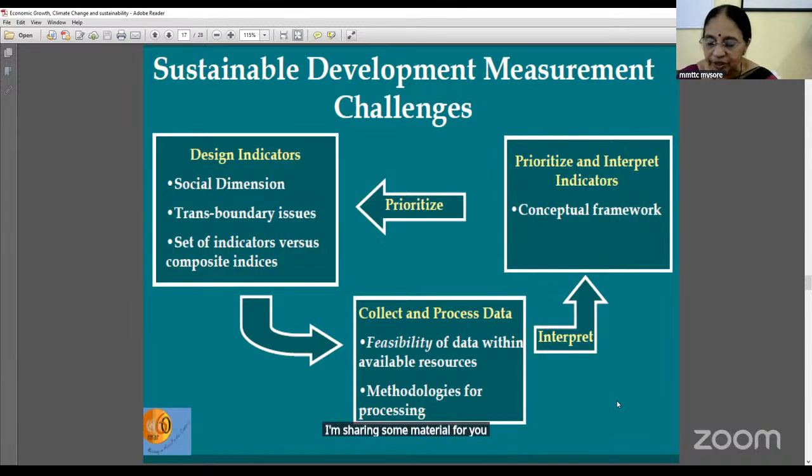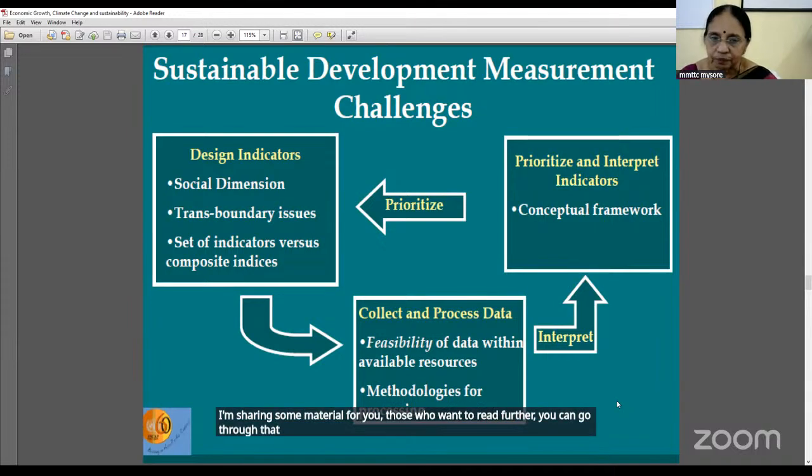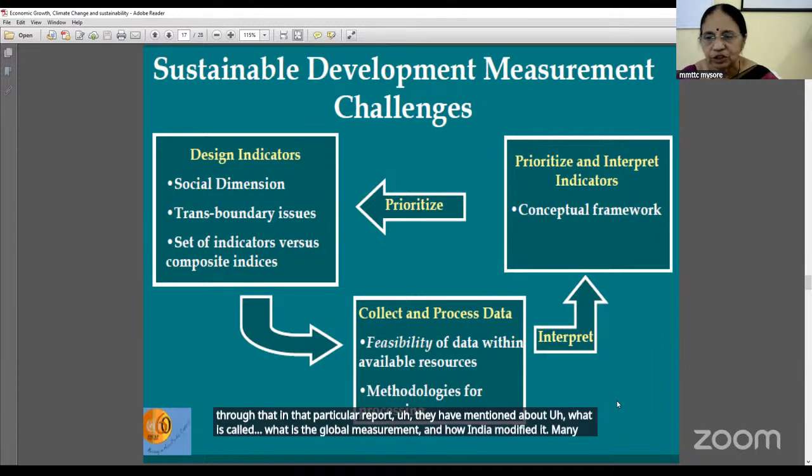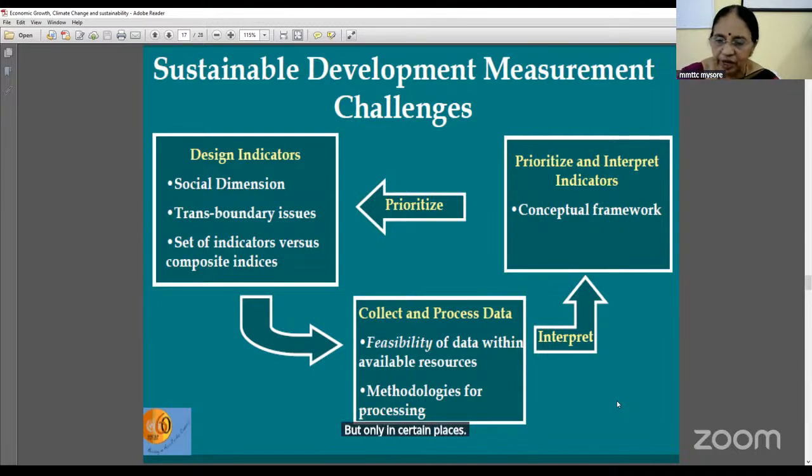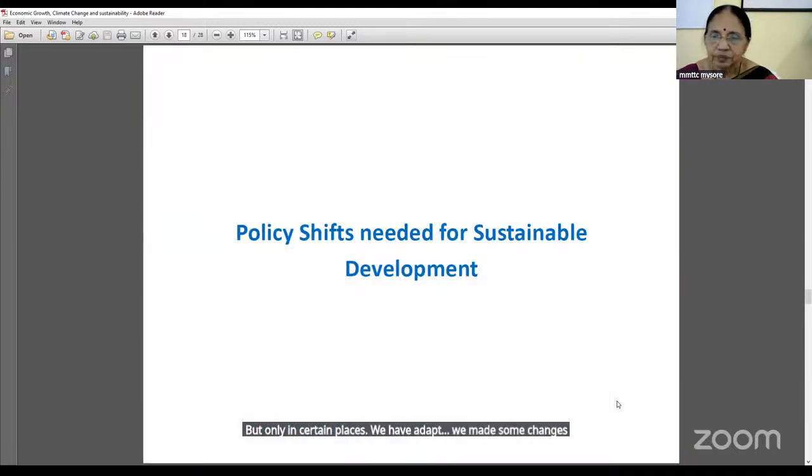Those who want to read further, you can go through that. In that particular report, they have mentioned what the global measurement is, and how India modified it. Many of the indicators we used as they are, but only in certain places we made some changes.